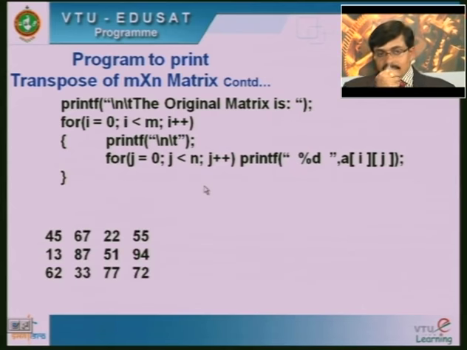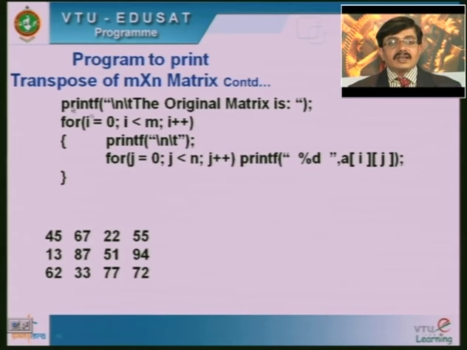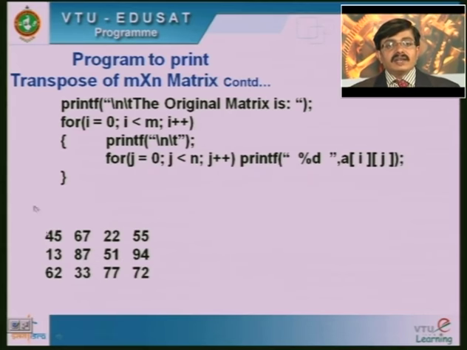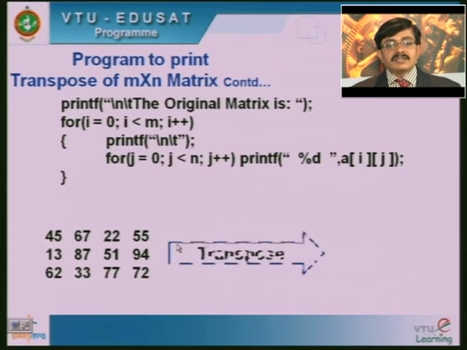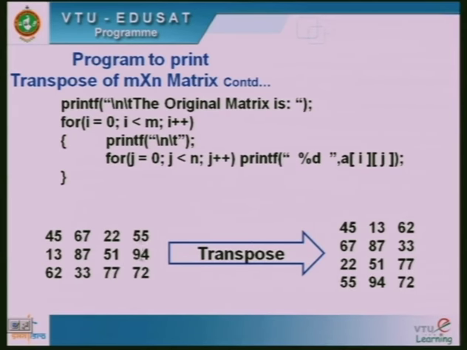Now, consider the same input here: 45, 67, 22, 55. This is the output I get when I am printing the elements of the original matrix. But when I consider the transpose of the matrix, what is printed is 45, 13, 62, and 67, 87, 33, and 22, 51, 77, followed by, in the last row, 55, 94 and 72. Now, look at this particular input and the index of these particular elements.